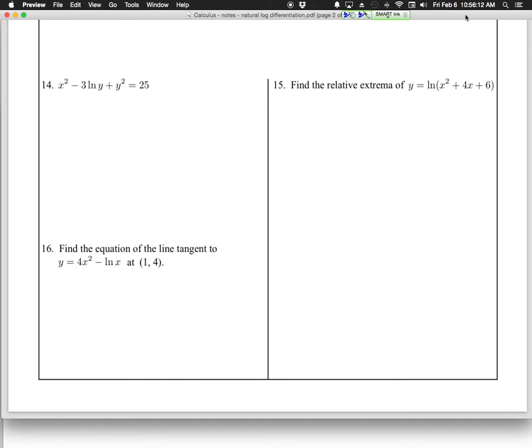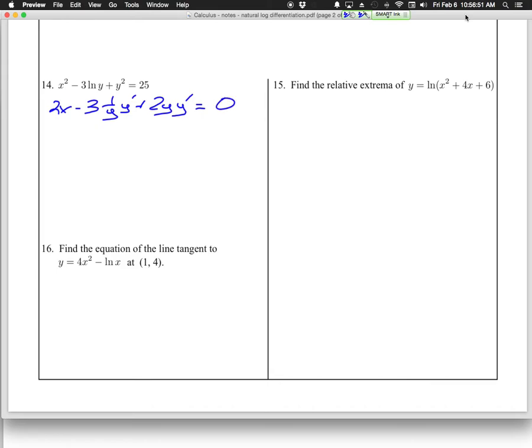Take the derivative. What type of differentiation is this? Implicit. What does implicit differentiation require me to do when I'm taking the derivative? Whenever I take the derivative of y, I've got to put one of two things down: y prime or dy/dx. So we have 2x minus 3, 1 over y, y prime plus 2y, y prime equals the derivative of 25, which is 0.